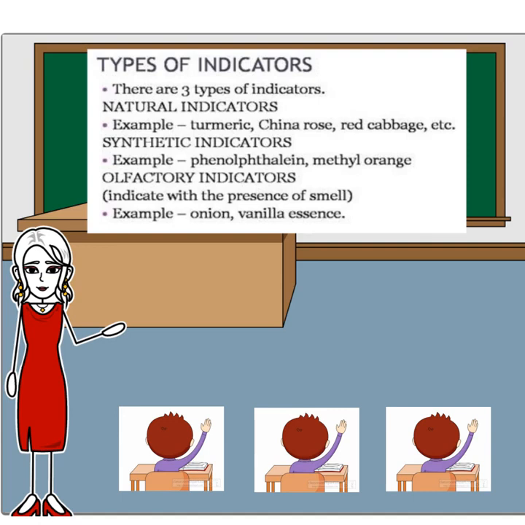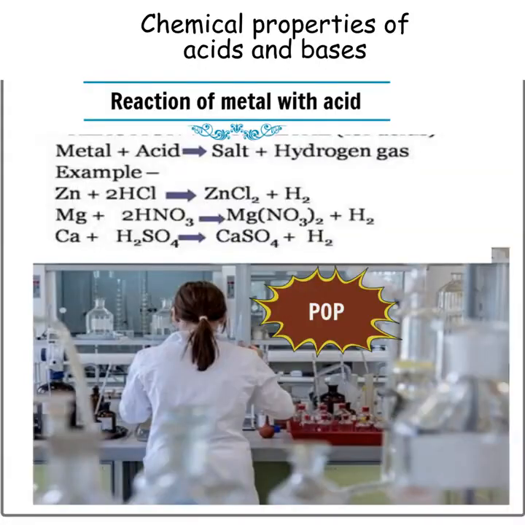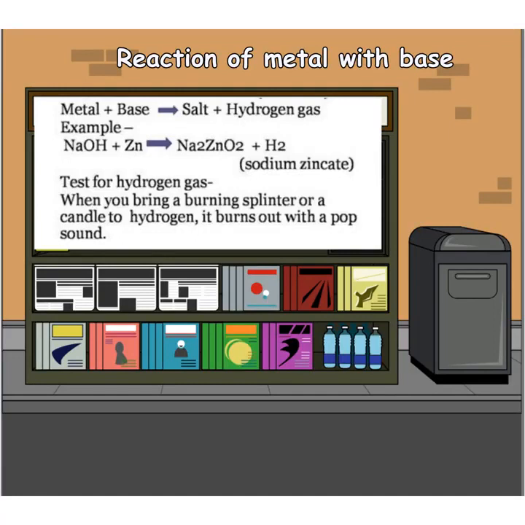Chemical properties of acids and bases. Reaction of metal with acid. Metal, when reacted with acid, will produce salt plus hydrogen gas. Metal, when reacted with base, will produce salt plus hydrogen gas. Test for hydrogen gas. When you bring a burning splinter or a candle to hydrogen, it burns out with a pop sound.